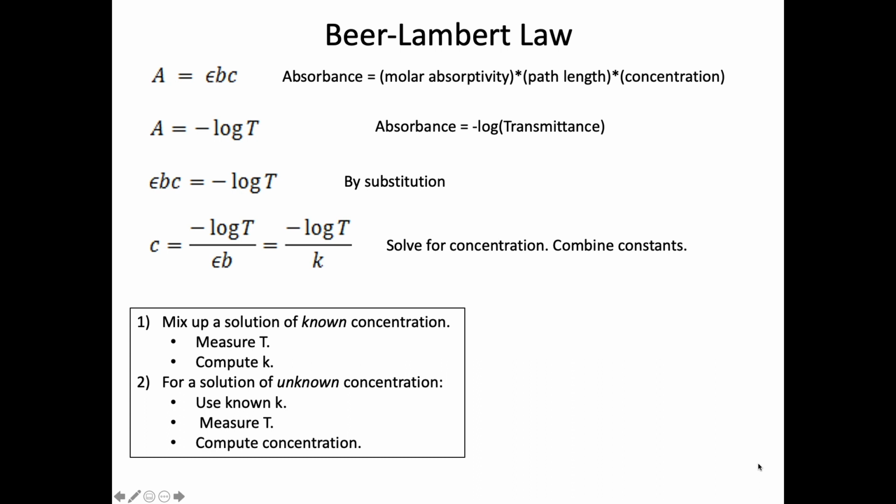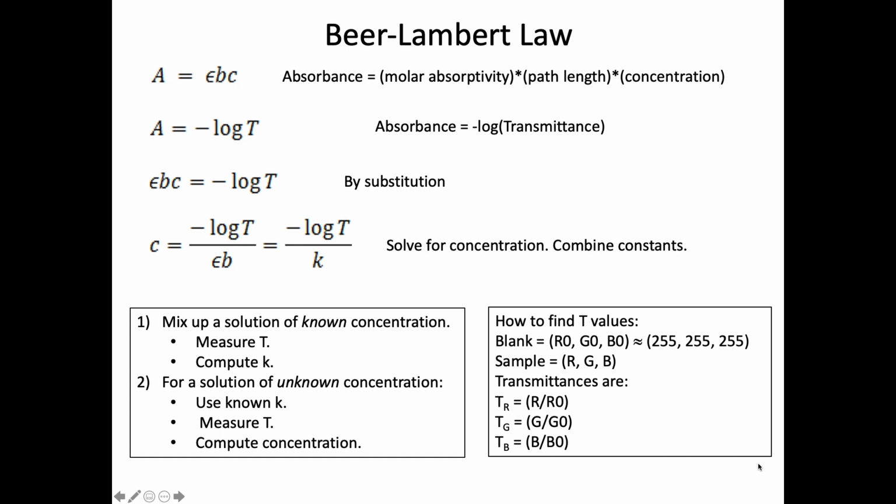Overall then, the experiment works like this. Mix up a solution of known concentration. Measure the transmittance. Compute the value of K. For a solution of unknown concentration, use this K value, measure the transmittance, and then you can compute the concentration.